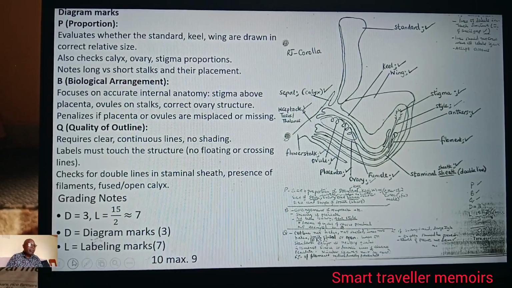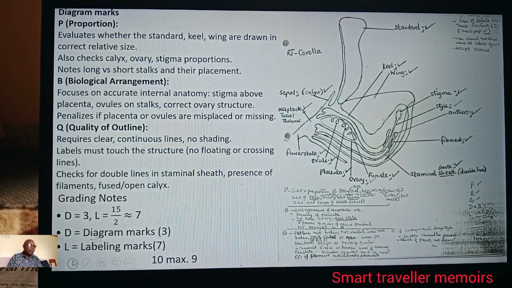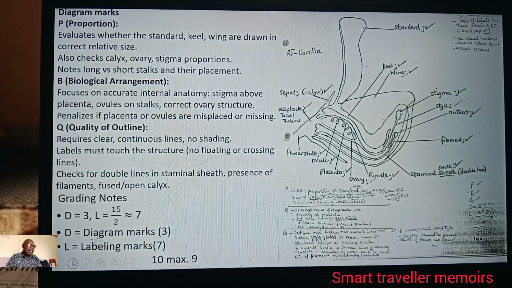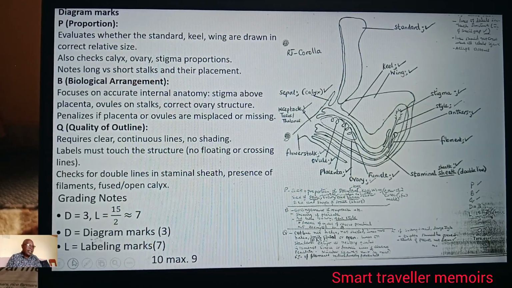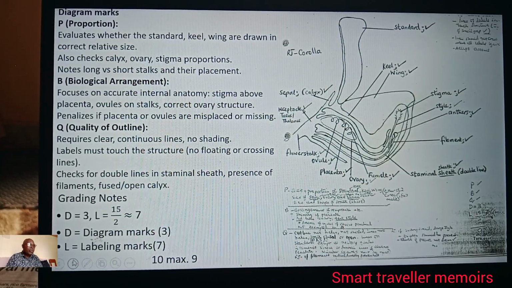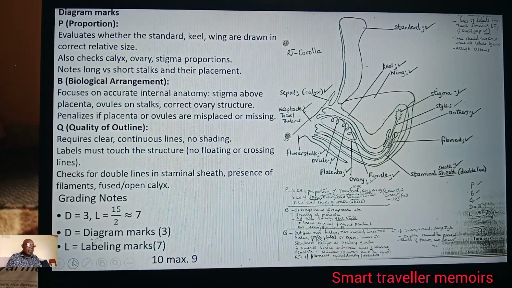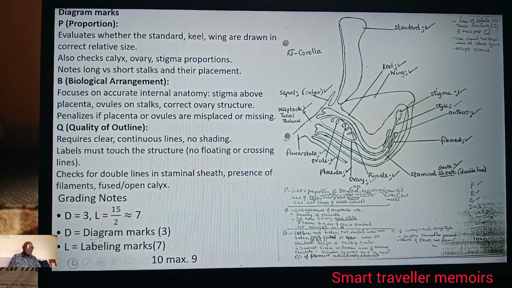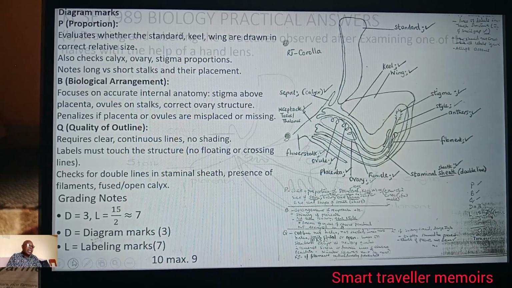D is 3 marks. That is for proportion, biological arrangement, and quality of outline. Labels, we have 15 labels. You divide by 2. 15 divided by 2 is approximately 7. So you round down, you don't round up, because you get 7.5. Therefore, the drawing marks are 3 and the labeling marks are 7. The total marks is 10, maximum 9.